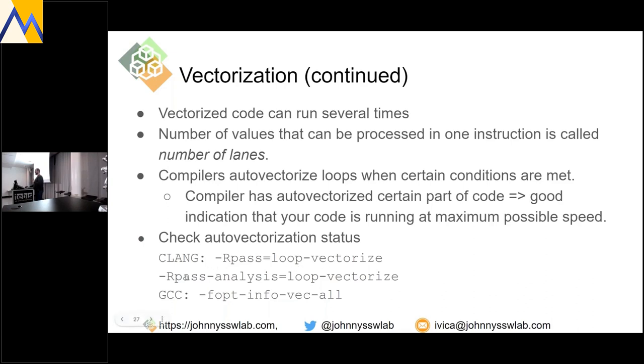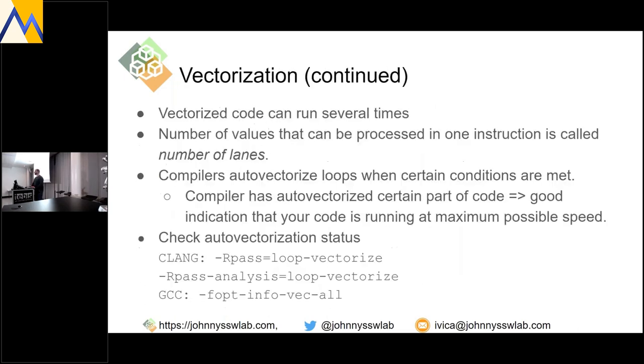These are the flags that you will be using: -Rpass on Clang and -fopt-info-vec on GCC. You use these flags and it will print a report. Clang generally has a better optimization report because it will also tell you what you need to do to fix vectorization problems. Sometimes that's also possible.